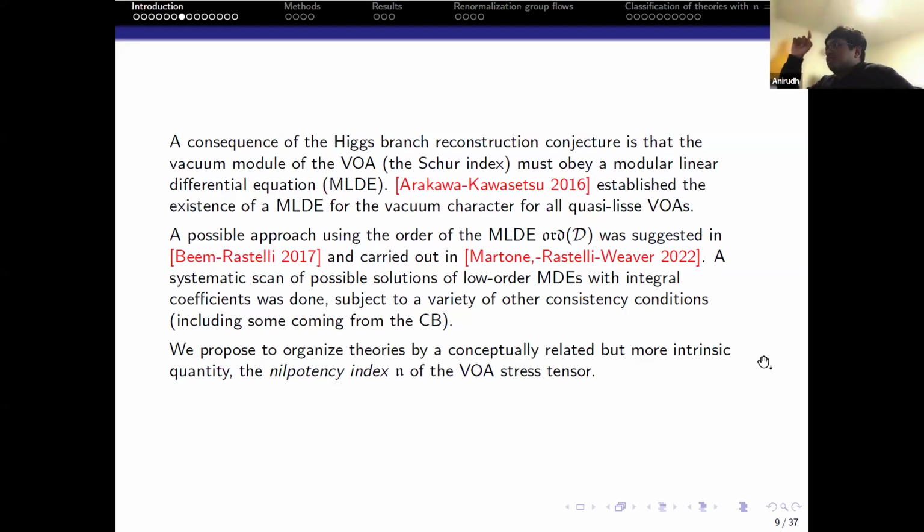In this case, a systematic scan of all possible solutions of generic low order MLDEs was made, by imposing physical conditions, for example, the solution should have integer coefficients in the q-series and things like that, and also some consistency conditions on the a and c anomalies, which come from conditions on Coulomb branch geometry and things like that. So this was done earlier. In this paper, we propose to organize theories by a quantity that is more intrinsic to the VOA, which we will call the nilpotency index.